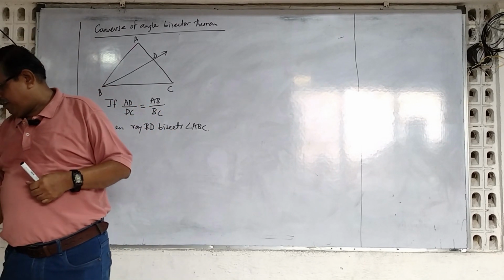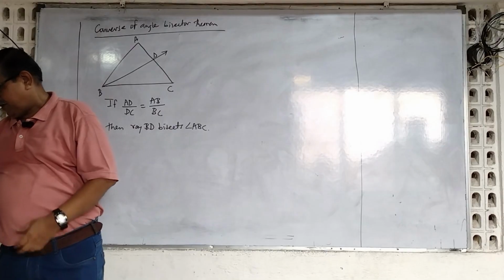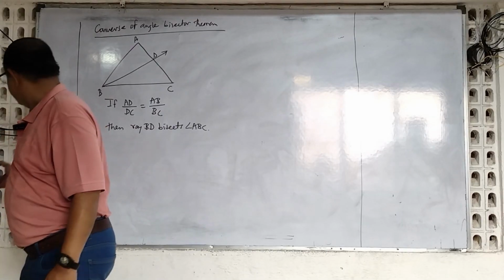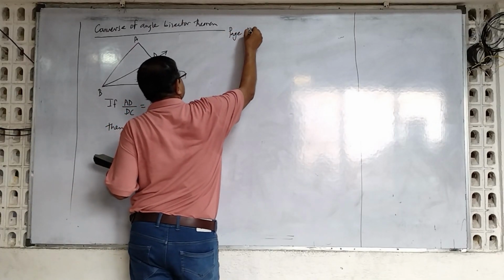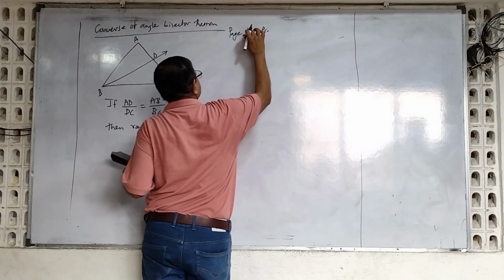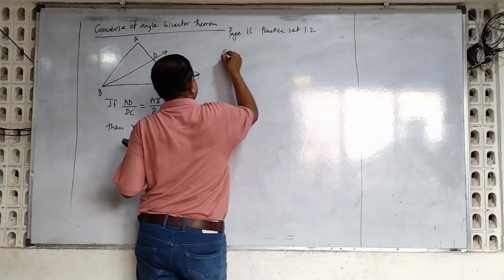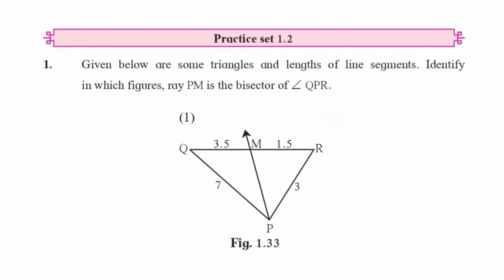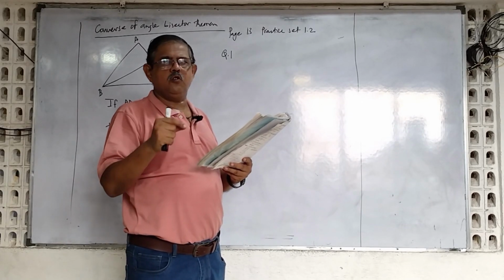Now let us see the application of this. For that we will go to question number 1, practice set 1.2, page number 13. Read the question. Given below are some triangles and lengths of the line segments. Identify in which figure ray PM is the bisector of angle QPR. You have to decide whether ray PM is the bisector of angle QPR or not.